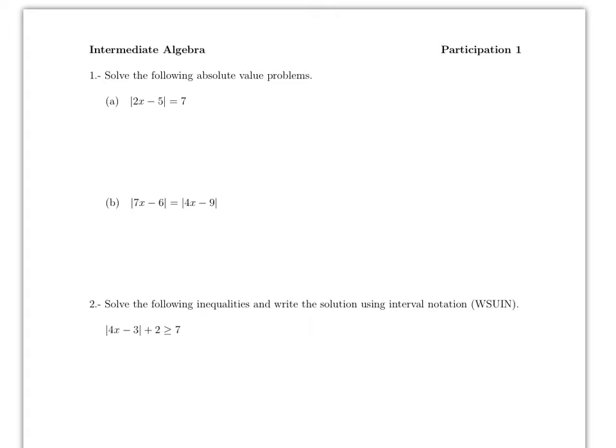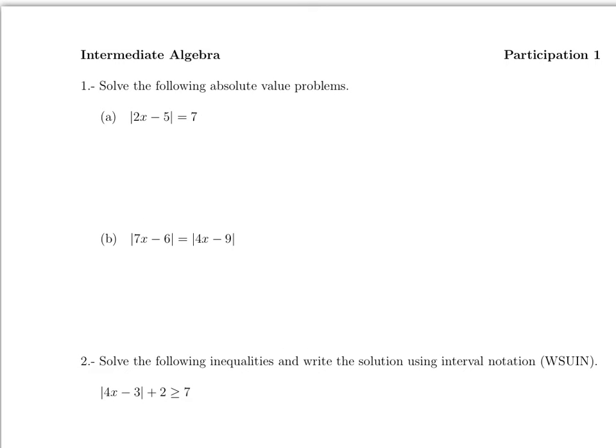Hello everyone, in this video I will go over the solutions to participation number 1. Number 1 part A is an absolute value equation. Remember, absolute value equations have technically two equations. So if the absolute value of 2x minus 5 equals 7, that actually means that 2x minus 5 equals 7, or 2x minus 5 equals minus 7.